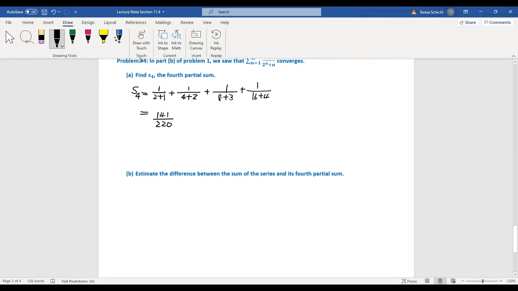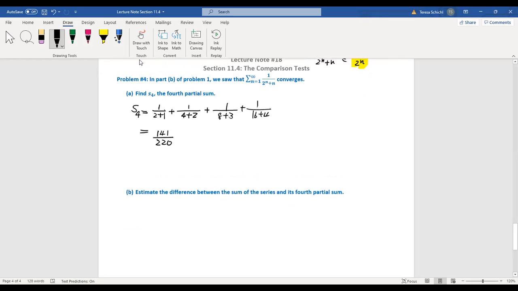All right, so I want to estimate the difference between the sum of the series and the partial sum. Basically they want to estimate S minus Sn, what will be the difference here. Because we know this is convergent, this series, the sum of 1/2^n, n from 1 to infinity, is a geometric series with r equal to 1/2. So I know it's a convergent series. So let's write it out.